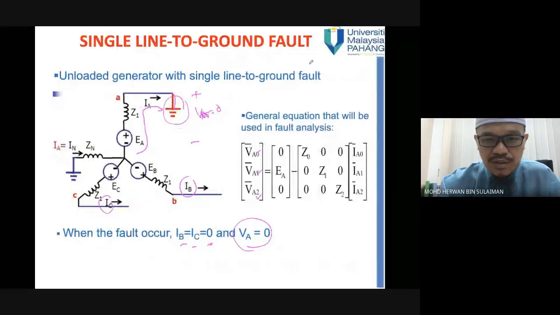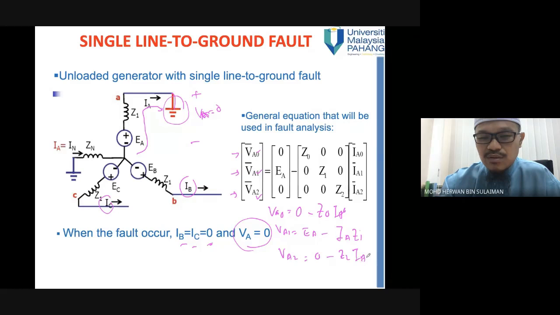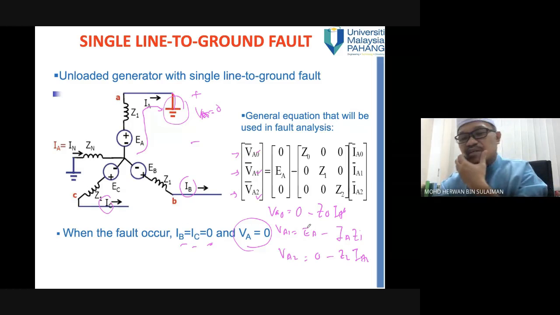If you expand this equation, basically you can get your VA0 equals to, this one is 0, right? 0 times this one is 0, minus Z0 IA0, and then VA1 equals EA minus IA1 Z1. VA2 equals 0 minus Z2 IA2. Yeah, we have discussed how to obtain this general equation. So this equation will be used.